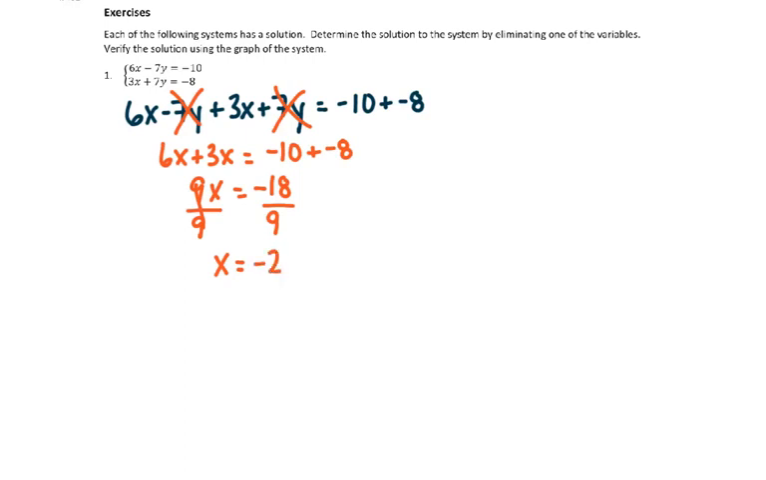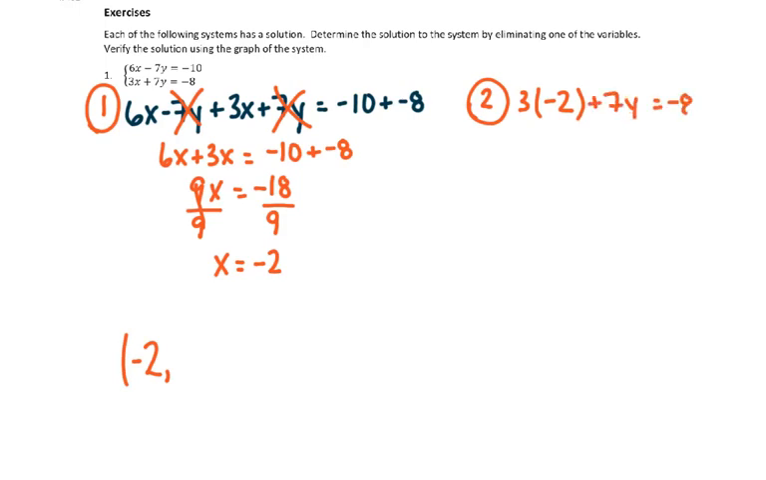So that's one of the two parts to my solution for this system of linear equations. So now I need to plug that x value into one of the two equations and solve for y. So this was my first part. Here's my second part. I'm going to use the second equation because I like it better. Plus 7y equals negative 8. And now negative 2 times 3 is negative 6. So I've got negative 6 plus 7y equals negative 8.